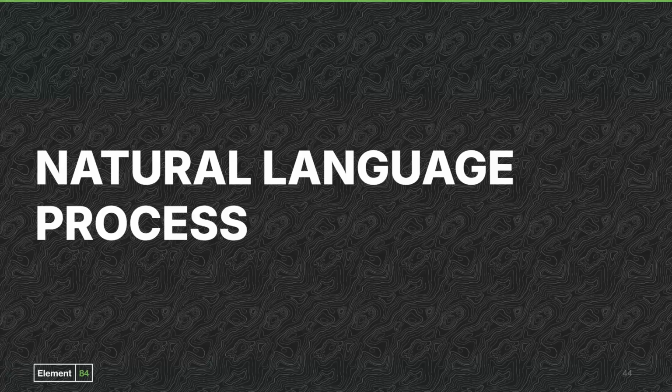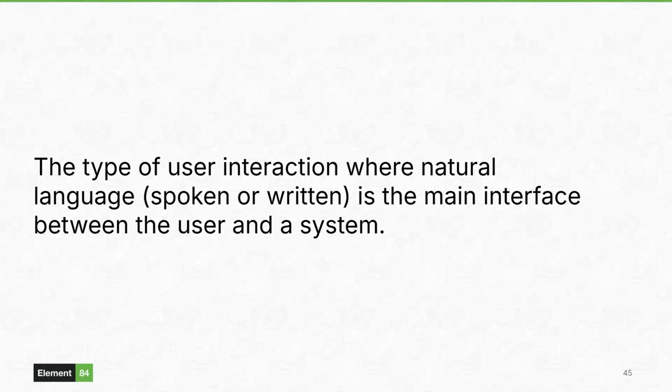So, two key elements when we're going through this, or I apologize, I'm getting ahead of myself. For those of us that are not familiar, natural language processes is the type of user interaction where natural language, spoken and or written, is the main interface between the user and a system.